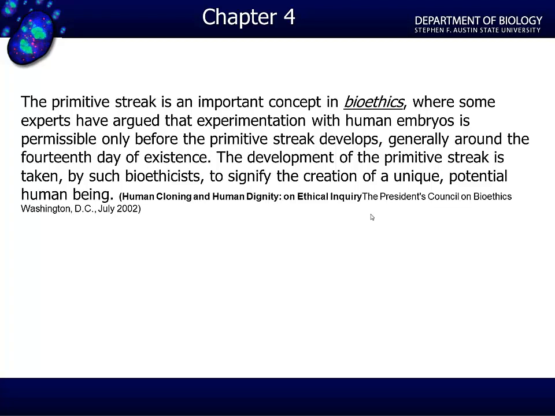And I guess that suggests that once you see the primitive streak, you know something's happening. Well, I think you can already appreciate that from the time of conception, when you have a fertilized egg, things are happening. Even if we can't histologically see them under the microscope, at the molecular level, things are already happening. But as far as 2002 goes, the primitive streak signifies, according to this Presidential Council, the beginnings of a unique potential human being.